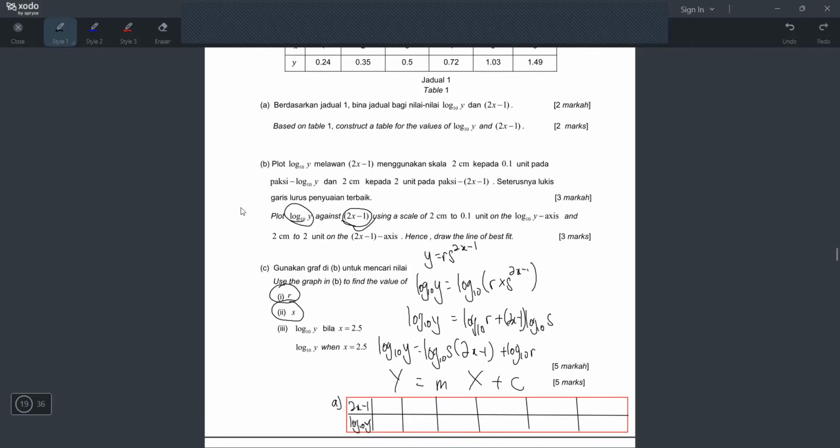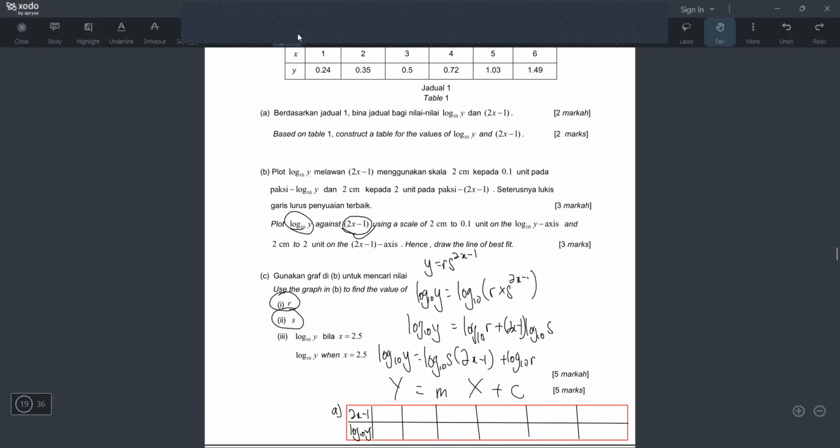Okay, let's go. What is the first thing I have to do? 2x minus 1. So 2x minus 1 means 2 bracket minus 1. So the x I have to replace with 1, 2, 3, 4, 5, 6. So let's replace with 1. 2 times 1 is 2, 2 minus 1, 1. And then let's replace with 2 here. So 2 times 2, 4. 4 minus 1, 3. Done. 2 times 3 minus 1, 6 minus 1 is 5. This one is 4: 2 times 4 is 8, 8 minus 1 is 7.